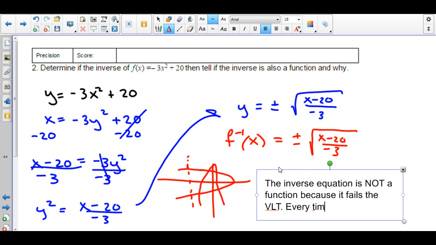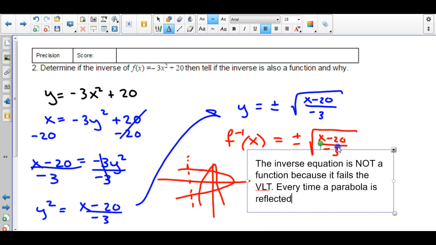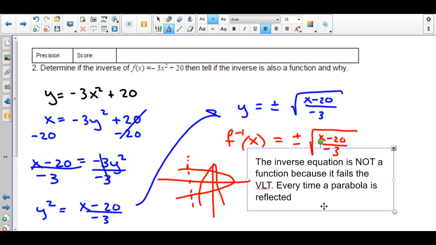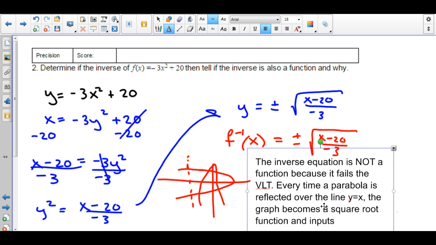every time a parabola is reflected over the line y equals x, the graph becomes a square root function, and inputs have multiple outputs.